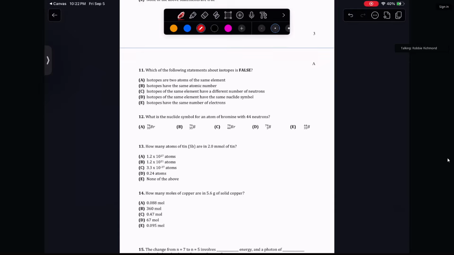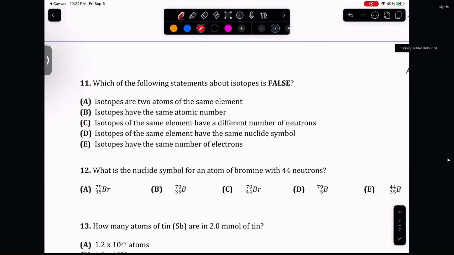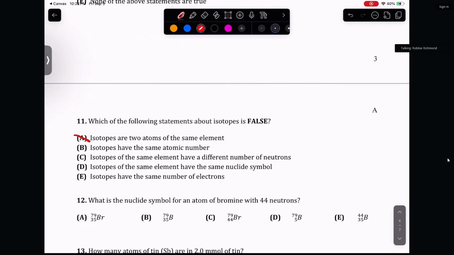Number 11, which of the following statements about isotopes are false? So statement A, isotopes are two atoms of the same element. That is true. Remember, isotopes are two atoms of the same element, and the only thing that's different is the amount of neutrons. Answer choice B, isotopes have the same atomic number. That's basically the same thing as answer choice A. Isotopes of the same element have a different number of neutrons. Again, definition of isotopes, same element, different amount of neutrons.